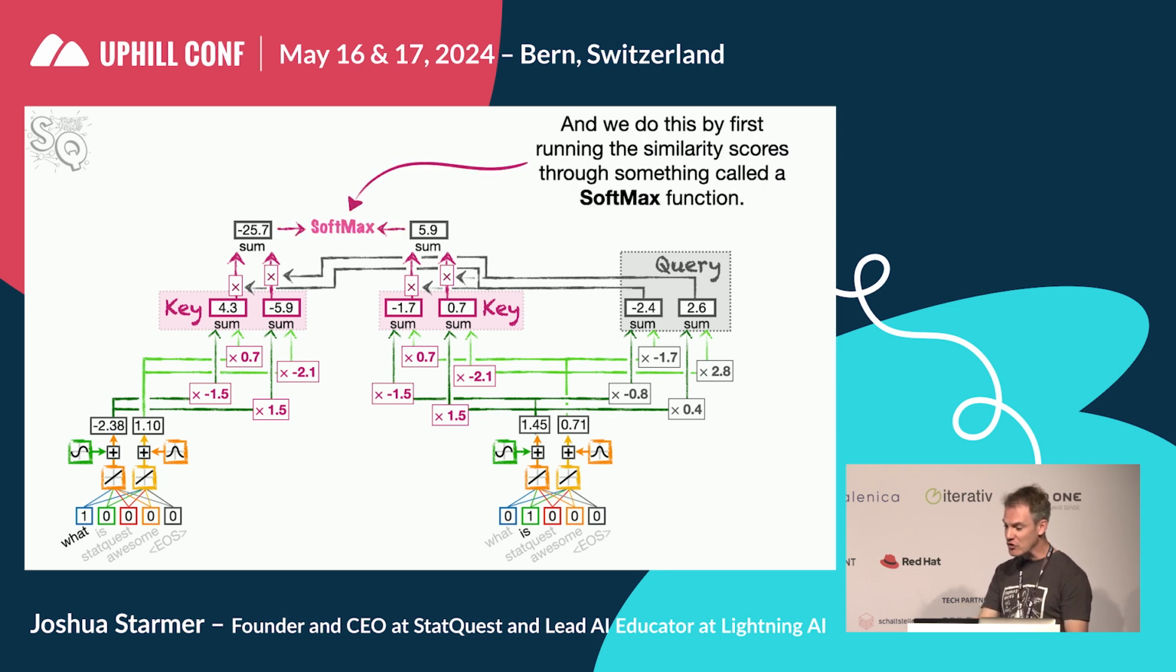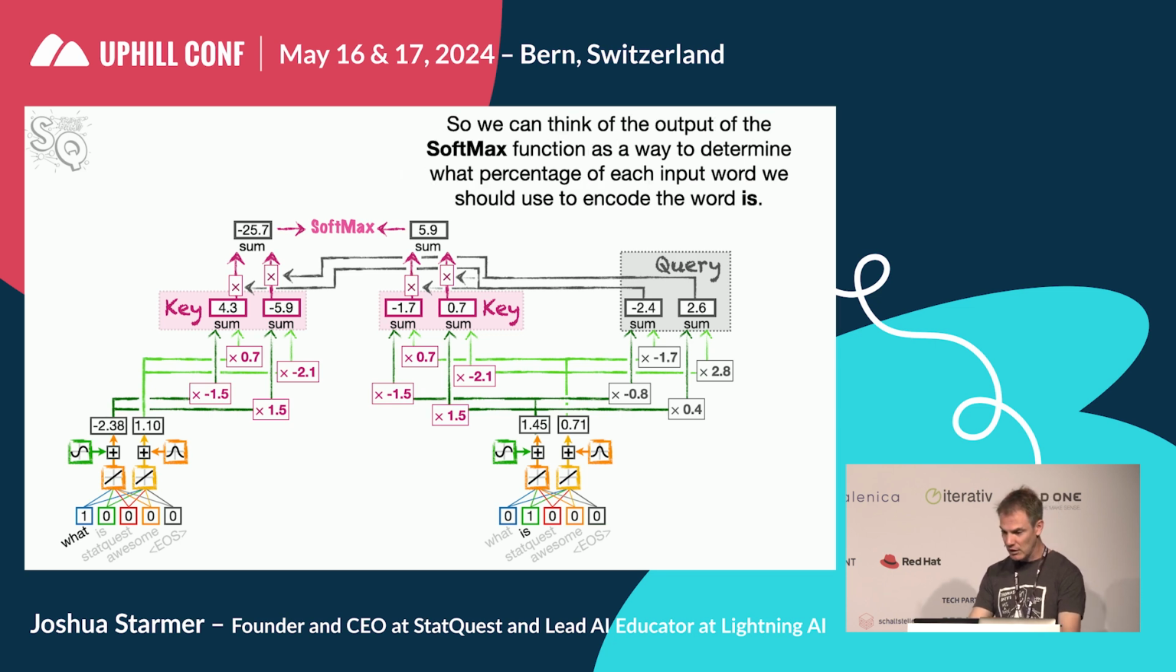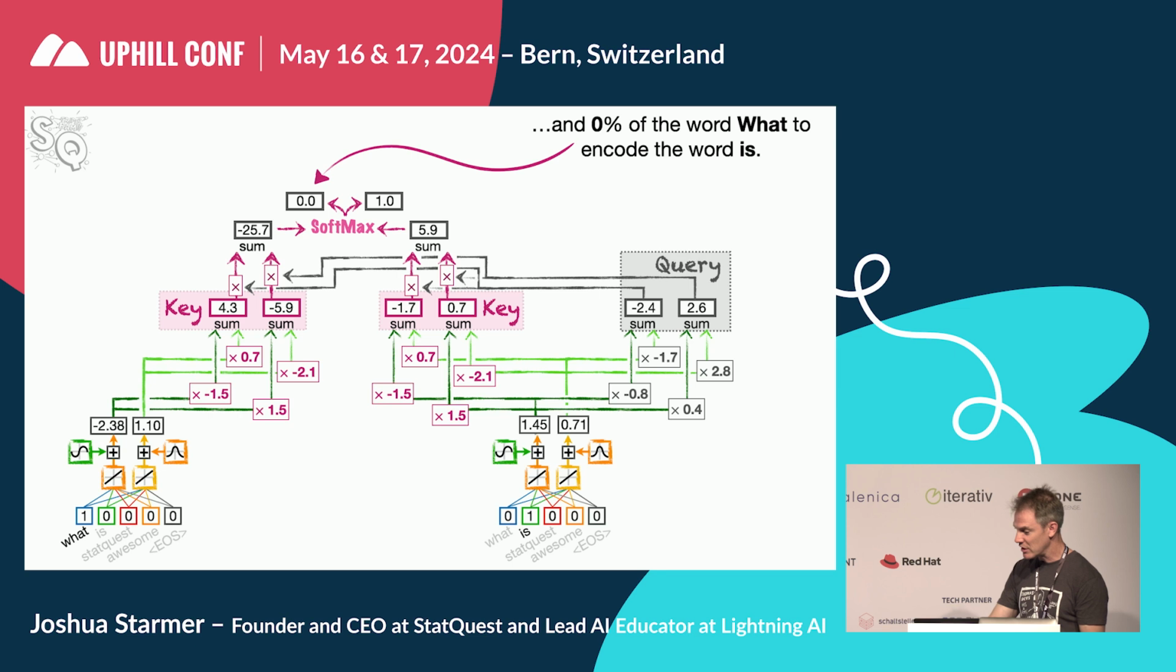And we do this by first running the similarity scores through something called a softmax function. The main idea of a softmax function is that it preserves the order of the input values from low to high and translates them into numbers between 0 and 1 that add up to 1. So we can think of the output of the softmax function as a way to determine what percentage of each input word we should use to encode the word "is." In this case, because "is" is so much more similar to itself than the word "what," we'll use 100% of the word "is" to encode "is," and 0% of the word "what" to encode the word "is."